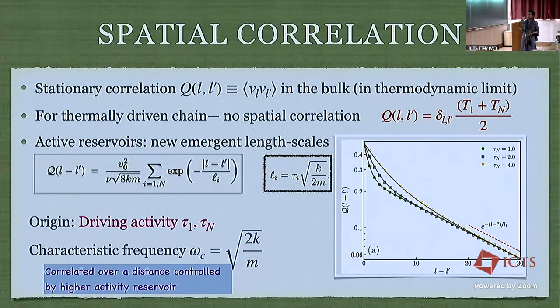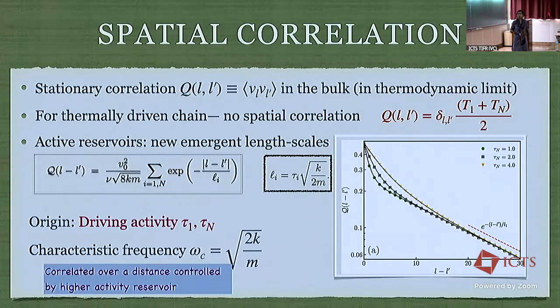But now if we look at two-point correlations of velocity, v l and v l prime, the velocities of two oscillators separated from each other, how are they correlated? In equilibrium, this is simply proportional to delta l l prime, so oscillators' velocities are not correlated at all. But here we find that a finite correlation length emerges due to the activity. This correlation function can be computed explicitly. What is important is that it's a sum of two exponentials with length scales L1 and L2, which are proportional to tau 1 and tau 2. So we have one length scale coming from the left reservoir and another from the right reservoir, and whichever is longer dominates the decay of the correlation.